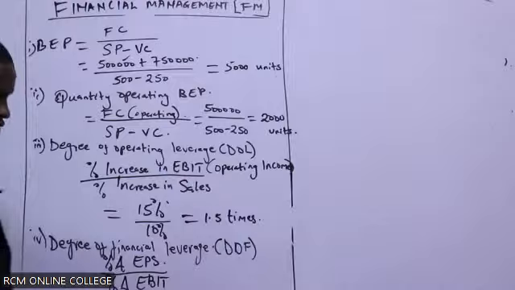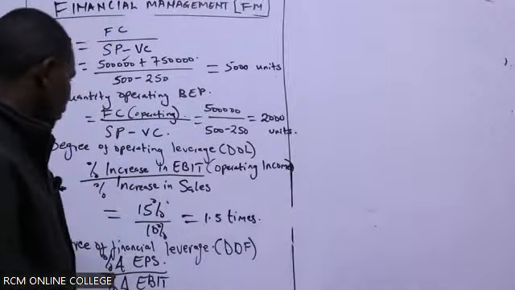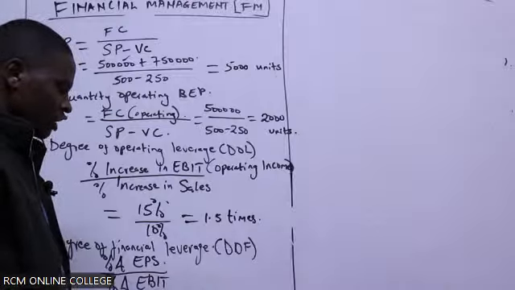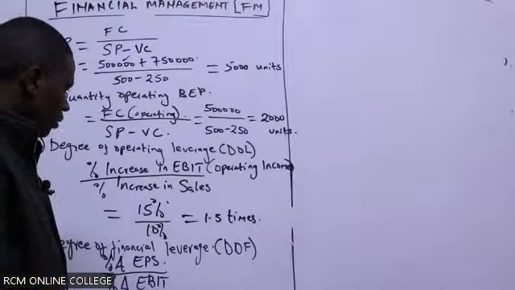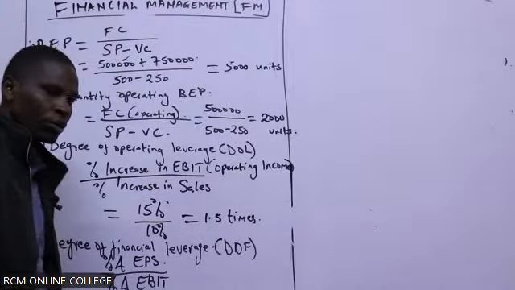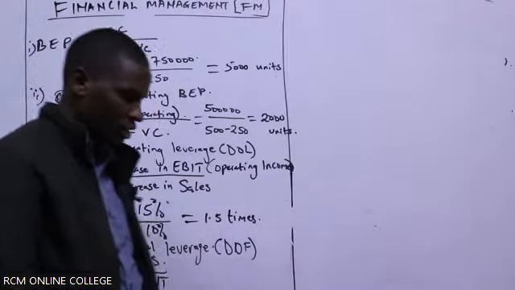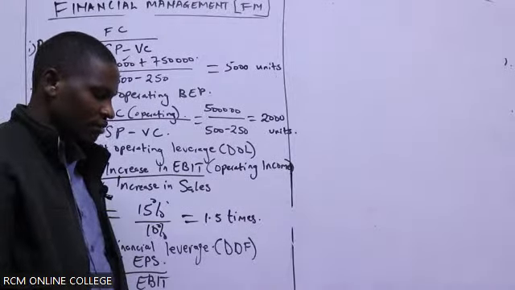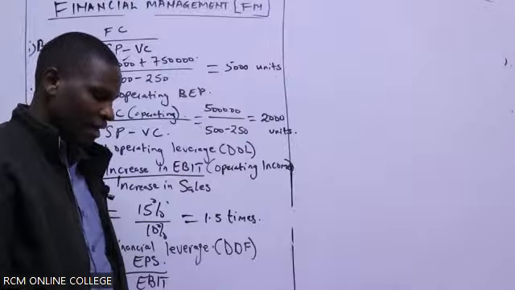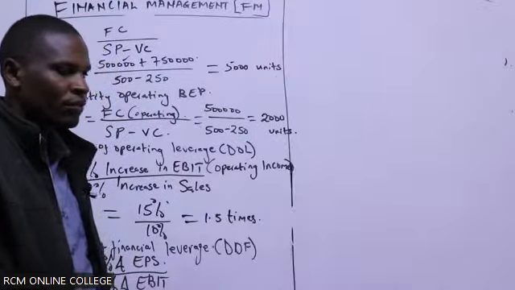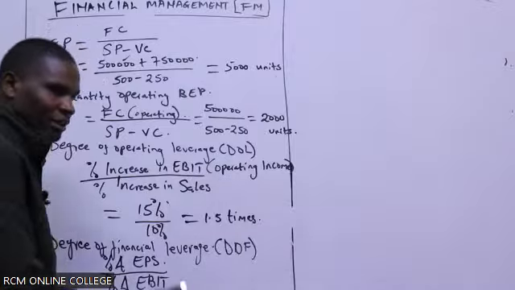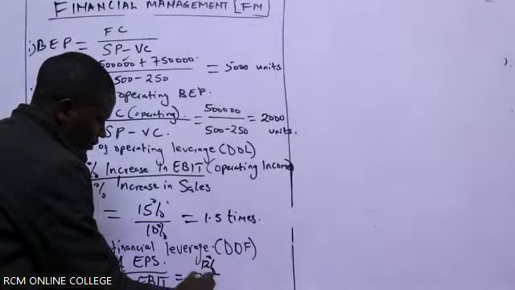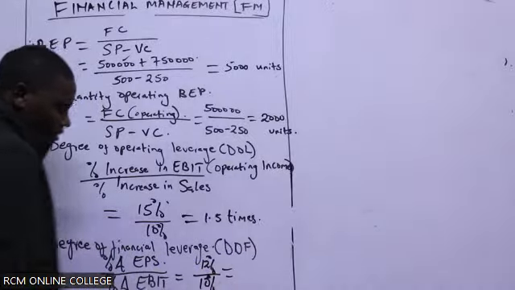We already have the percentage change in EPS and EBIT. Now, what have we been told here? If the firm's EBIT increases by 10%, the firm's earning per share will increase by 12%. So we have 12% and 10%. It will be equal to 12% divided by 10%. How much will that be?